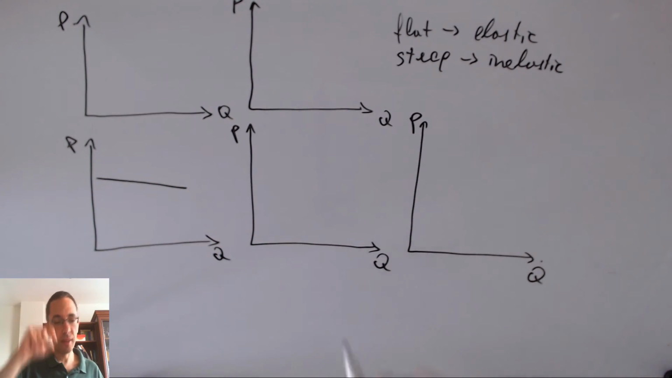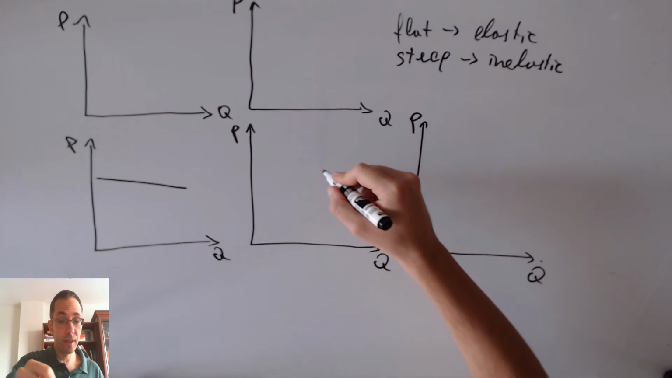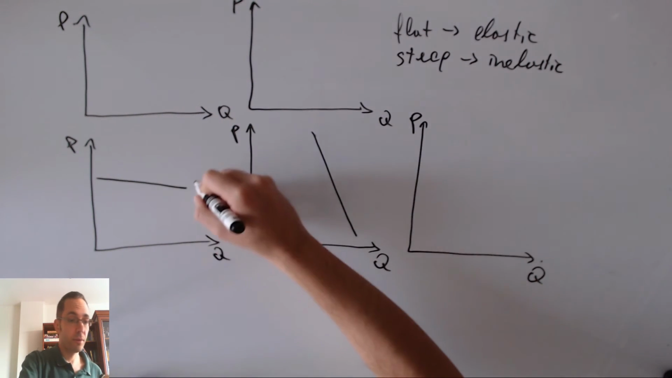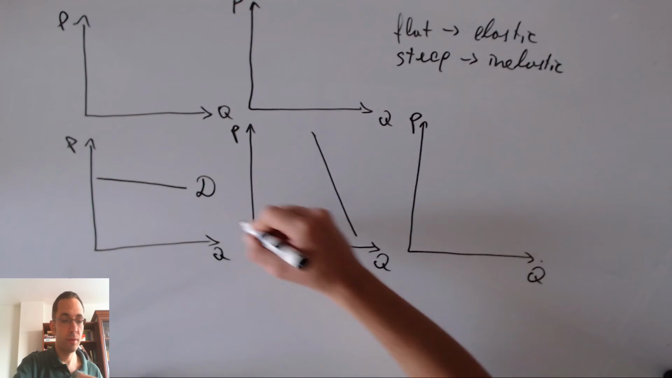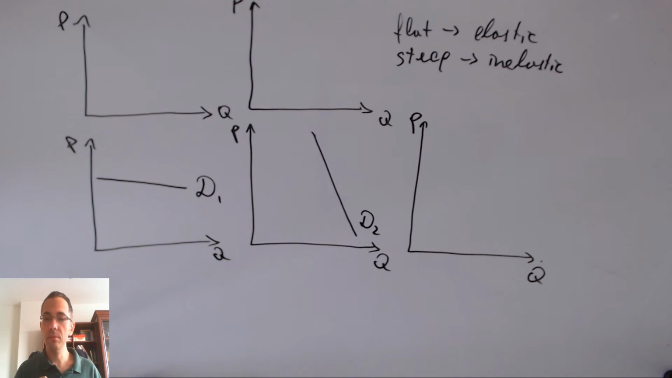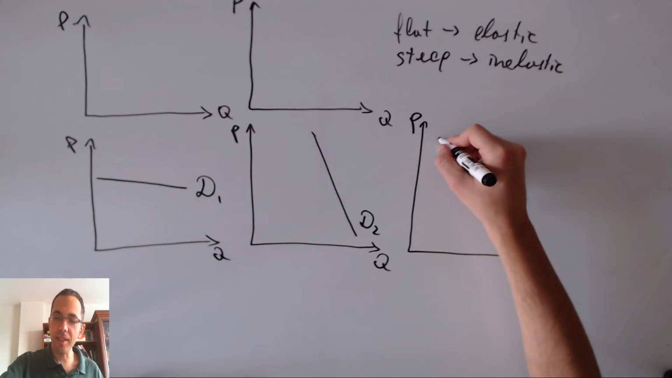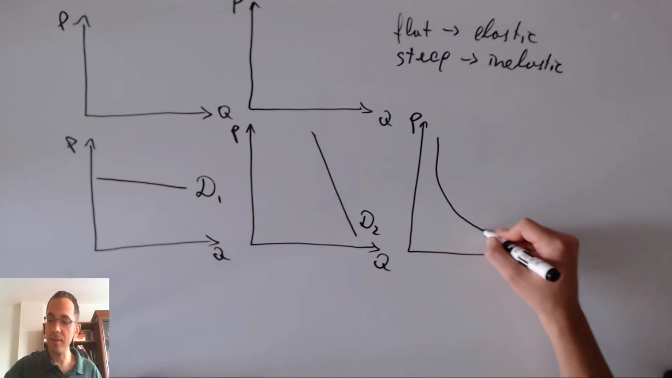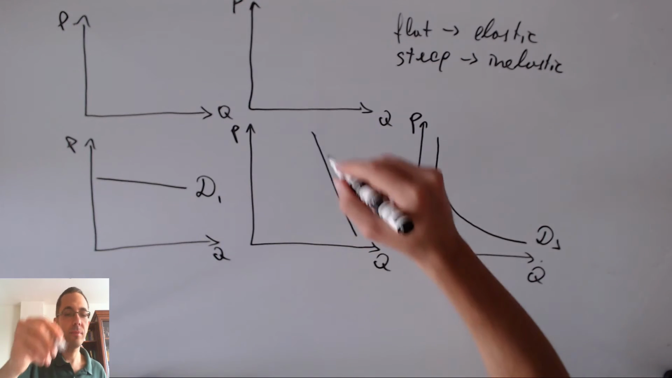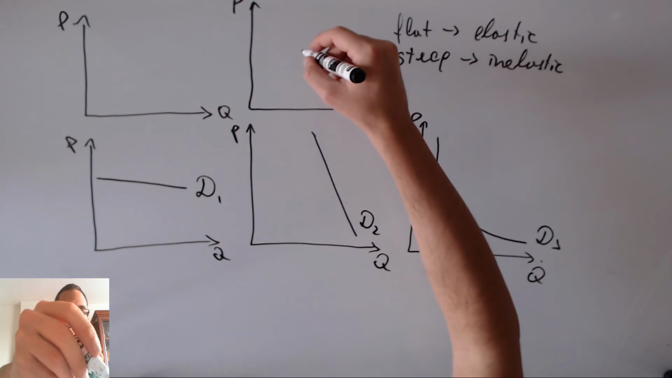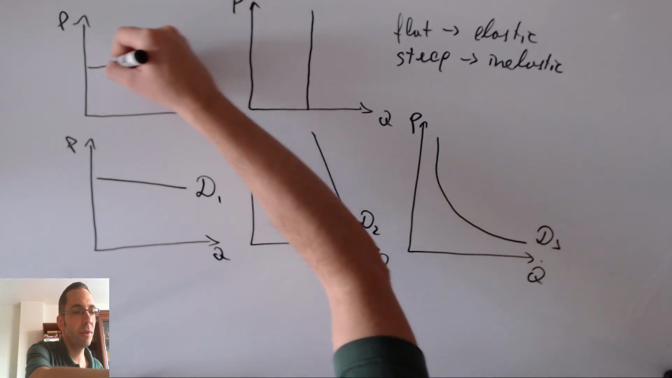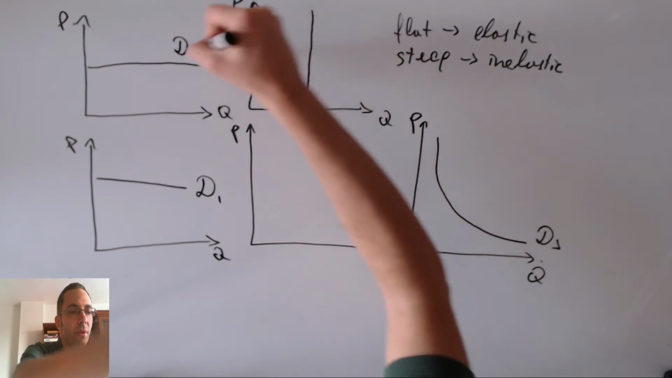I'm gonna have a flat line like this. I'm gonna have a steep line like that. So this is D1, D2. Okay, I'm gonna have like a funky curve like this. D3. Then I'm gonna have a vertical line and a horizontal line. So this is D4 and this is D5.